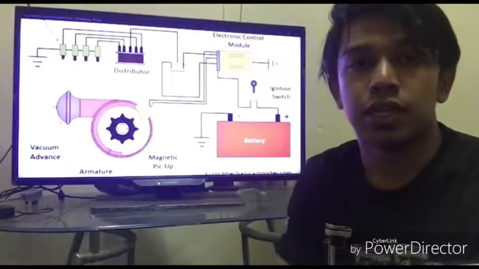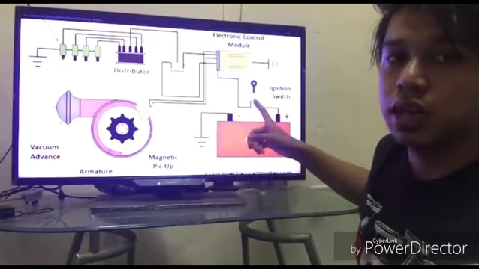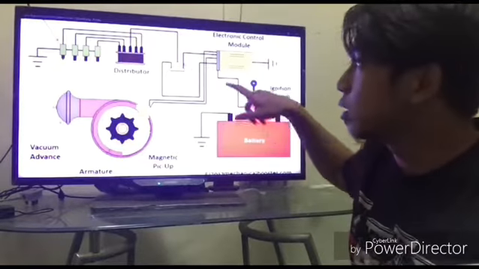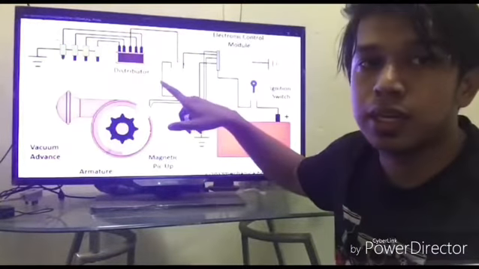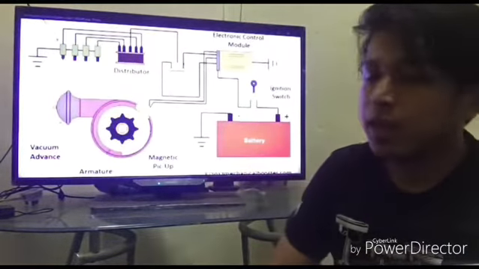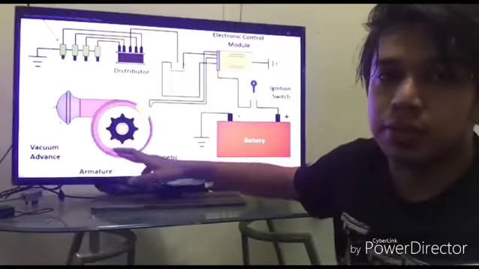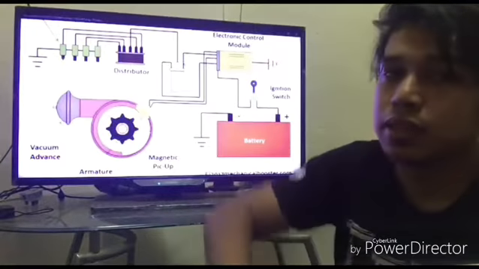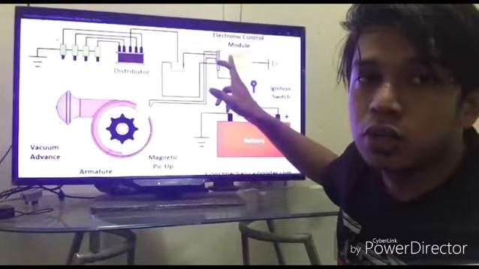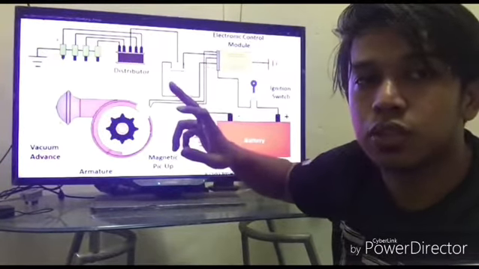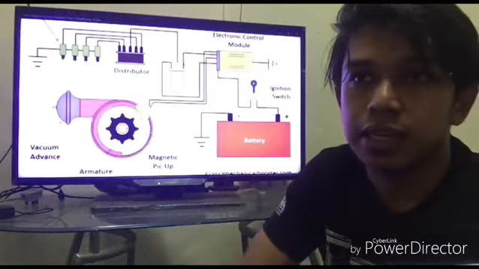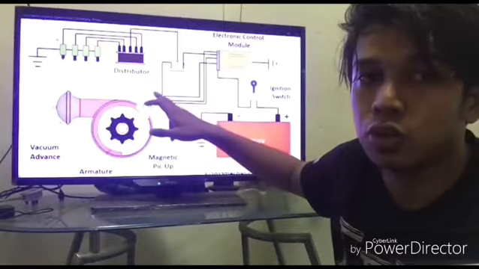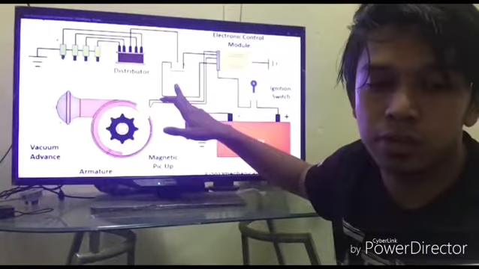First of all, the ignition switch is turned on and the current from the battery flows through the ignition switch to the primary coil in the ignition coil, and then in the reluctor the voltage signal is produced. After that, the electronic control module will detect or sense the signal to stop the current from flowing to the primary coil in the ignition coil.